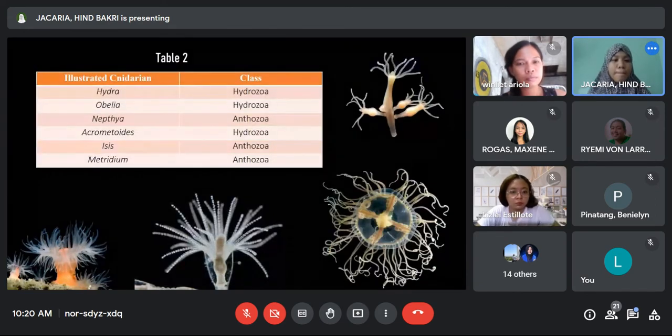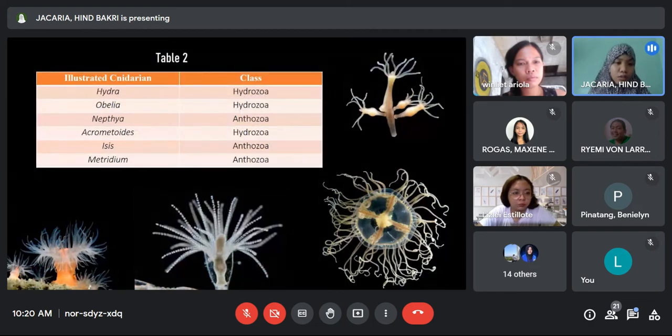Then for table number 2, Hydra and Obelia are both Hydrozoa, and Nephthya, Isis, and Metridium are Anthozoa, and only Aurelia is Scyphozoa. The very first picture in the upper right is the Hydra. Then the one below it is the transparent jellyfish-like one, which is the Obelia. I could not find a picture of Nephthya. But the next one is the Aurelia. Then the last one is the Metridium. I also could not find one for Isis.